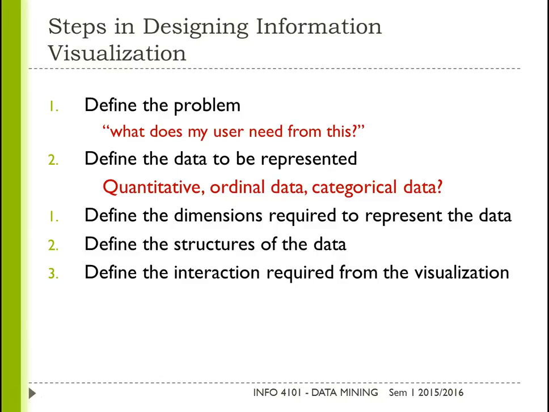What kind of data do you have? Do you have any ordinal data? Do you have any categorical data? If you do have those kinds of things, then what would be best to display the ordinal data? Will a histogram help? Will a pie chart help?